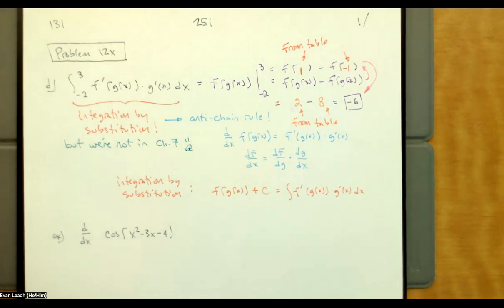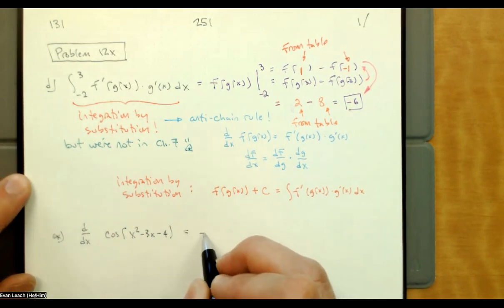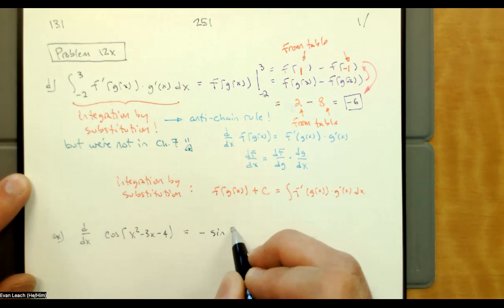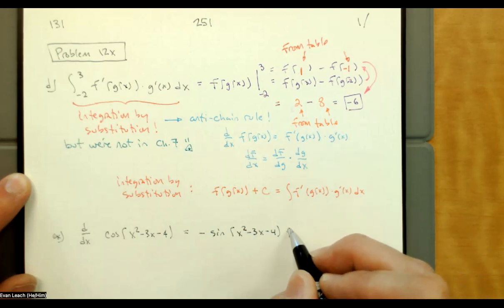We know we're going to find the derivative with the chain rule. I've got cosine of some stuff. The derivative of cosine of some stuff is negative sine of that stuff, times the derivative of that stuff.